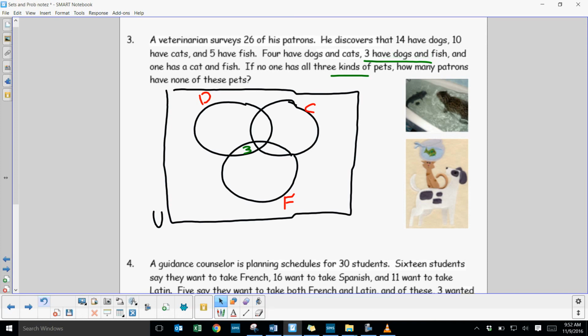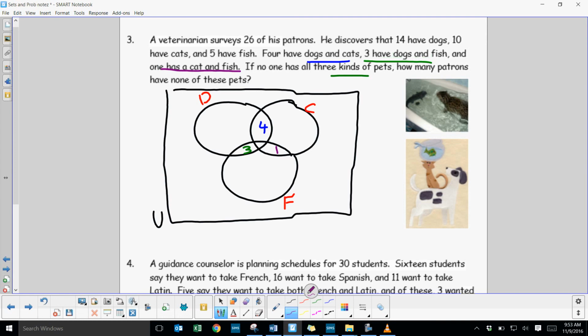4 have dogs and cats. So dogs and cats, we have a 4 here, because there's none that have all 3. So that's why the 4 goes directly there. And 1 has a cat and a fish. There's this one here, cat and a fish, so there's a number 1 there. And now we can work outwards from here.